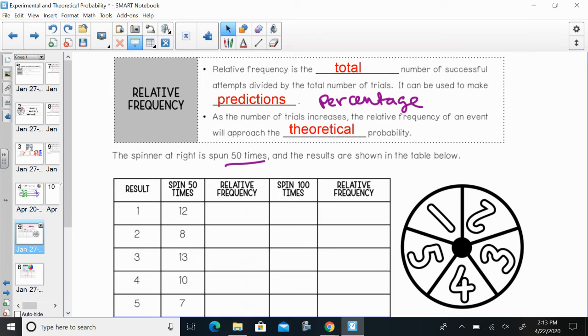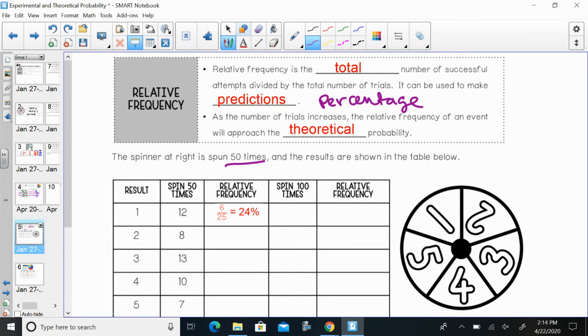A 1 was spun or landed on 12 out of the 50 times. When I record that as a relative frequency, I would originally put 12 out of 50, but it simplifies to 6 out of 25. And then when I divide 6 divided by 25 in my calculator, I get 24%. That's how we go from a fraction to a percentage using our calculator. The fraction bar literally means divide.